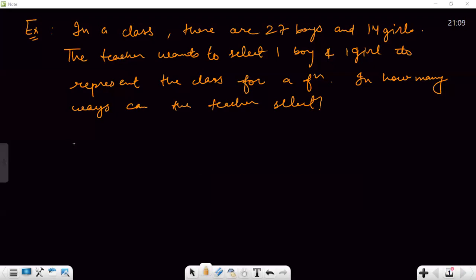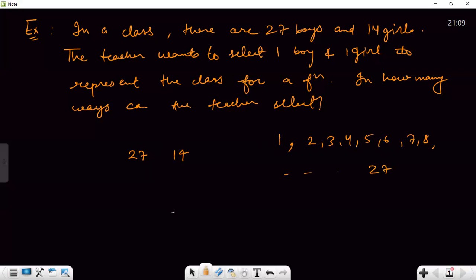So basically, for selecting a boy, there are 27 ways, because there are 27 boys. For selecting one girl, there are 14 girls, so there are 14 ways to make a team with a girl. Now, let's say the 27 boys have chest numbers from 1 to 27.